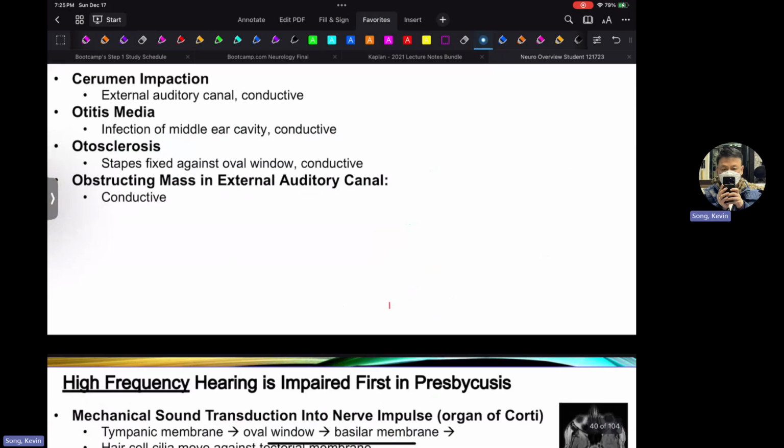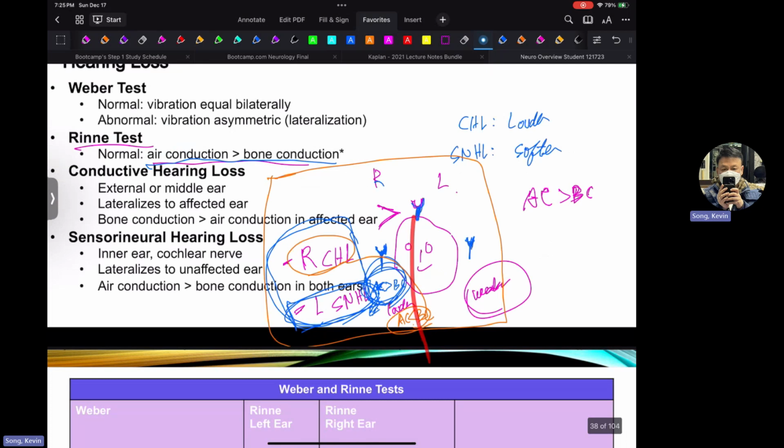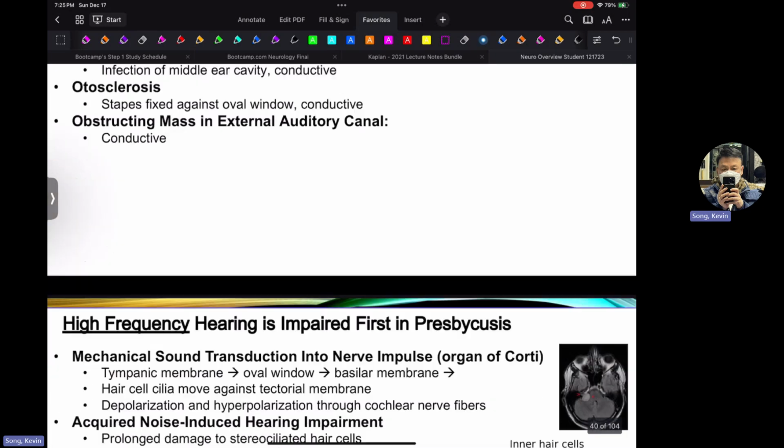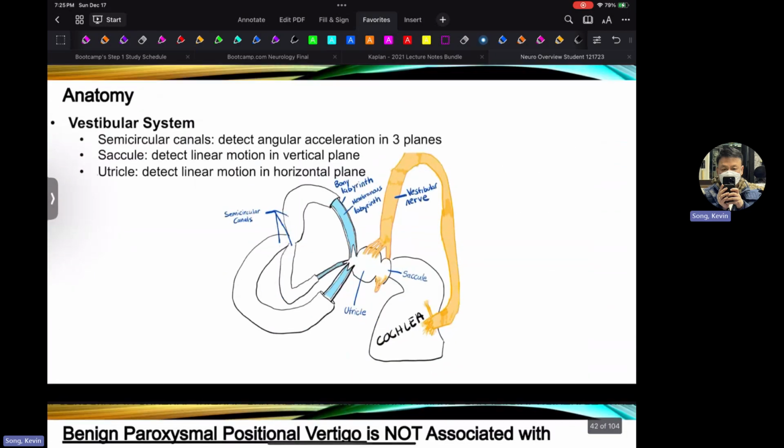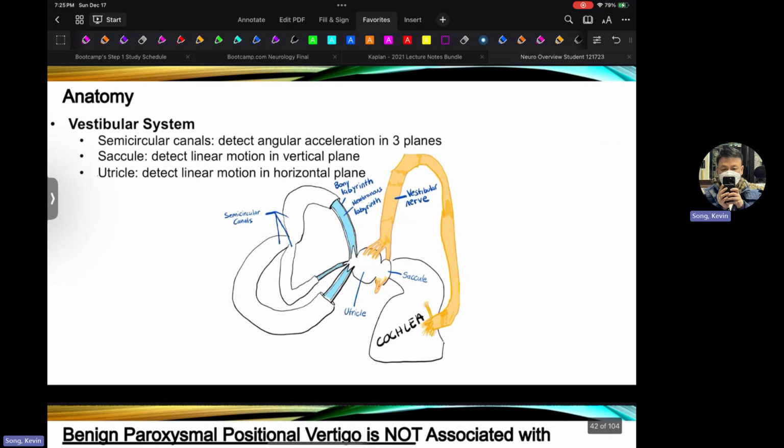Okay. Another thing is the vestibular system. Here you remember this: there are basically three things.